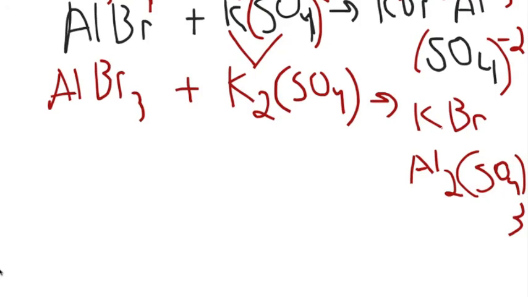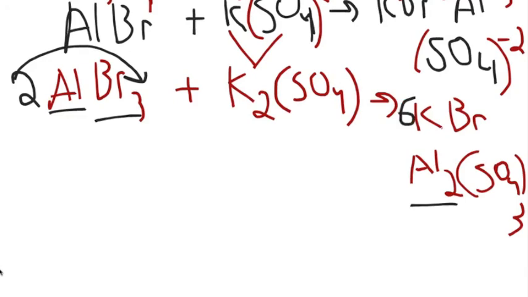Now, we're going to balance this as if it were any other equation. There's 1 aluminum on the left, but 2 on the right. So we're going to multiply the left by 2. Now we have 2 aluminums. I have 6 bromine on the left, and I've only got 1 on the right. So I have to multiply it by 6. I now have 6 potassium on the right, and 2 potassium on the left. So I have to multiply the potassium on the left by 3 in order to get 6 on both sides.